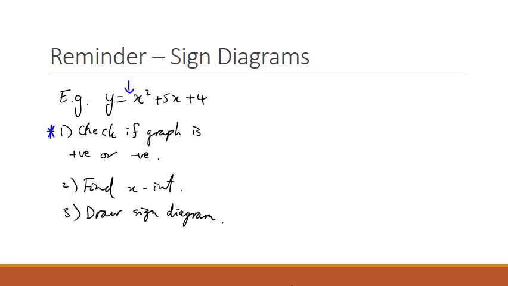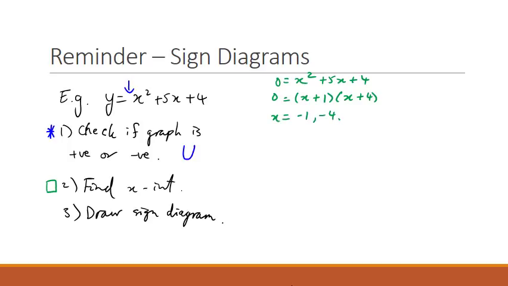And just as a reminder, this is a quadratic, so if it's positive, which this one is, you'll have a smiley face like that. Then number 2, you need to find the x-intercepts. So let's use a box maybe. So let's find the x-intercepts first. 0 equals x squared plus 5x plus 4. If you factorize it out, you have x plus 1 and x plus 4, giving us two values of -1 and -4.